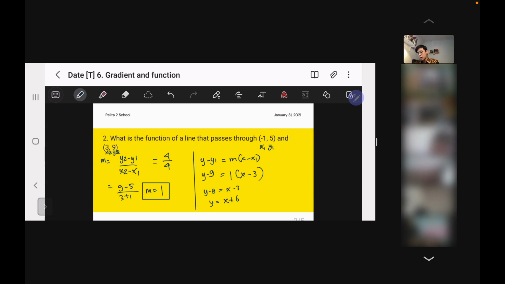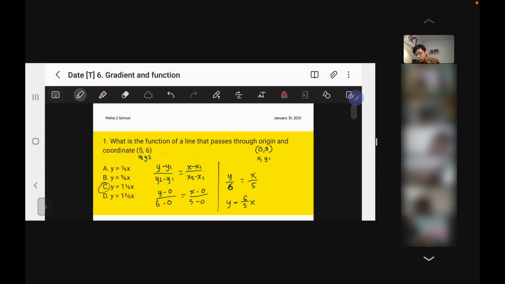Number 1 and number 2 are basically the same thing. You can use the working that I demonstrated from number 2, or you can use the working from number 1. It's all the same.